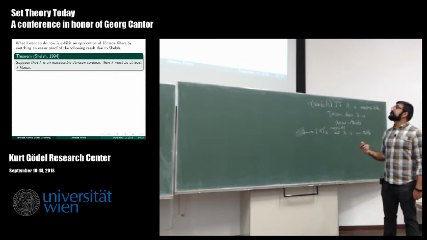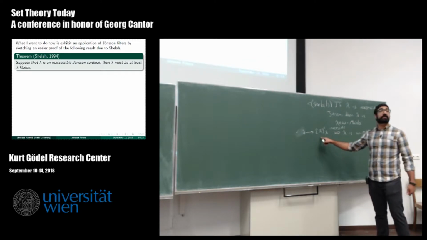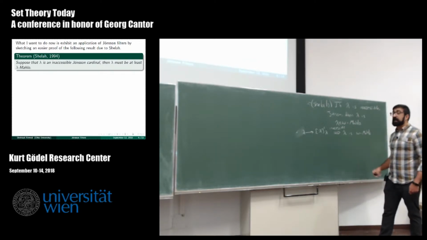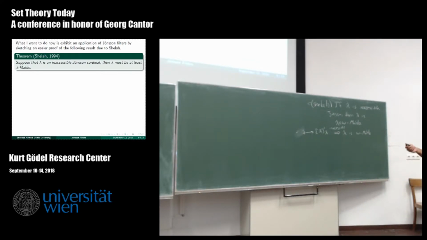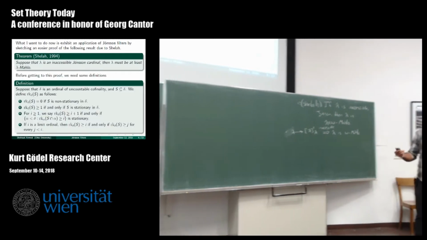And the idea is this is a test case for trying to bump this result up to saying that lambda is lambda Mahlo. That's at least the idea. So this is the motivation I have for working through this result. Okay, and also it gives us an easy proof of a result that is a little bit impenetrable.